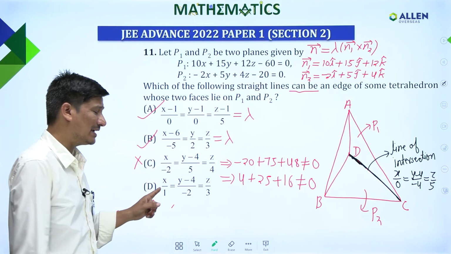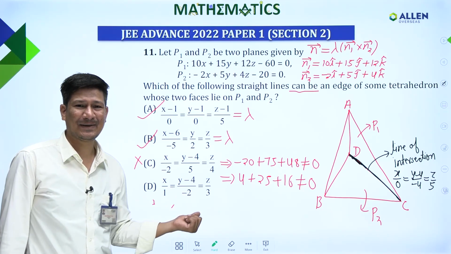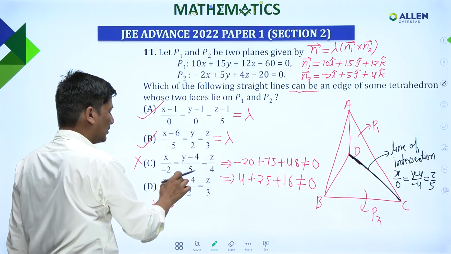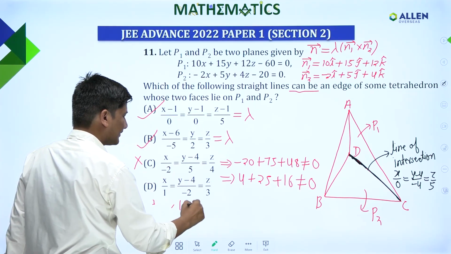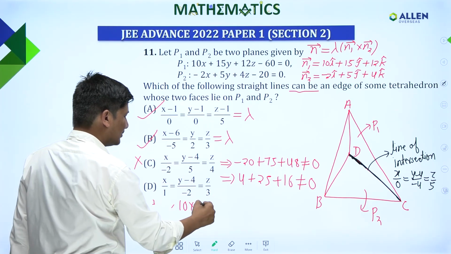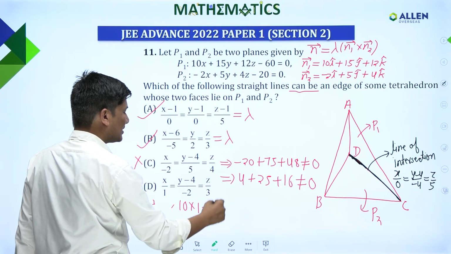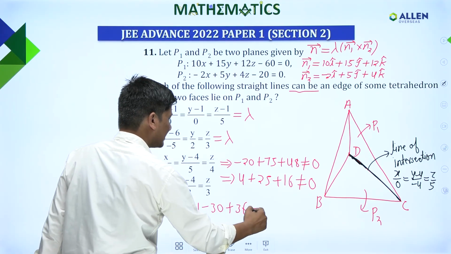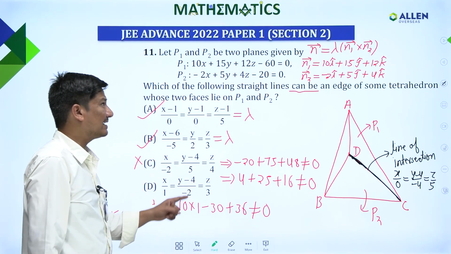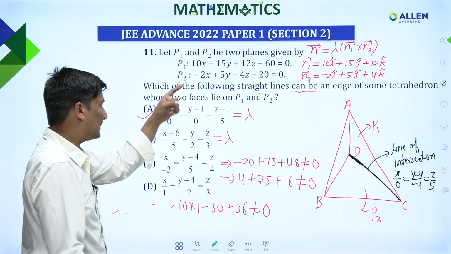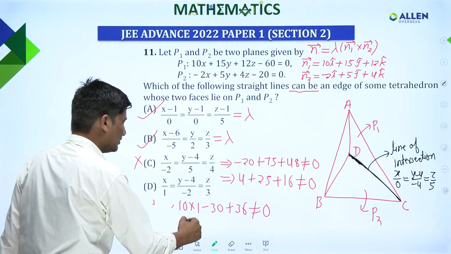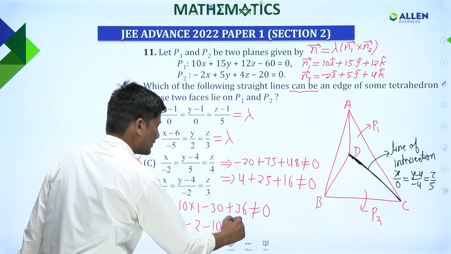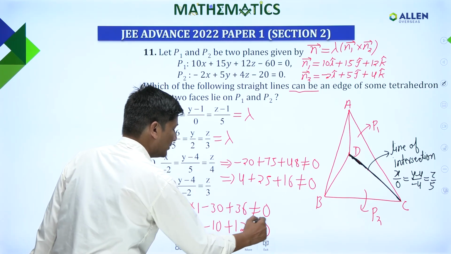After that, come to option D, guys. Similarly, that line is also passing through 0, 4, 0, as I already discussed. Now check whether it lies in the plane P1. How to check? 10 into 1, then 15 into minus 2, that is minus 30, then plus 12 into 3. You will see that it comes out to be not equal to 0, which means that line doesn't lie in the plane P1. Now check that line with the plane P2. That is 1 into minus 2, minus 2, minus 2 into, that is equal to minus 10, and plus 3 into 4, that is 12. Guys, you see that value comes out to be equal to 0.